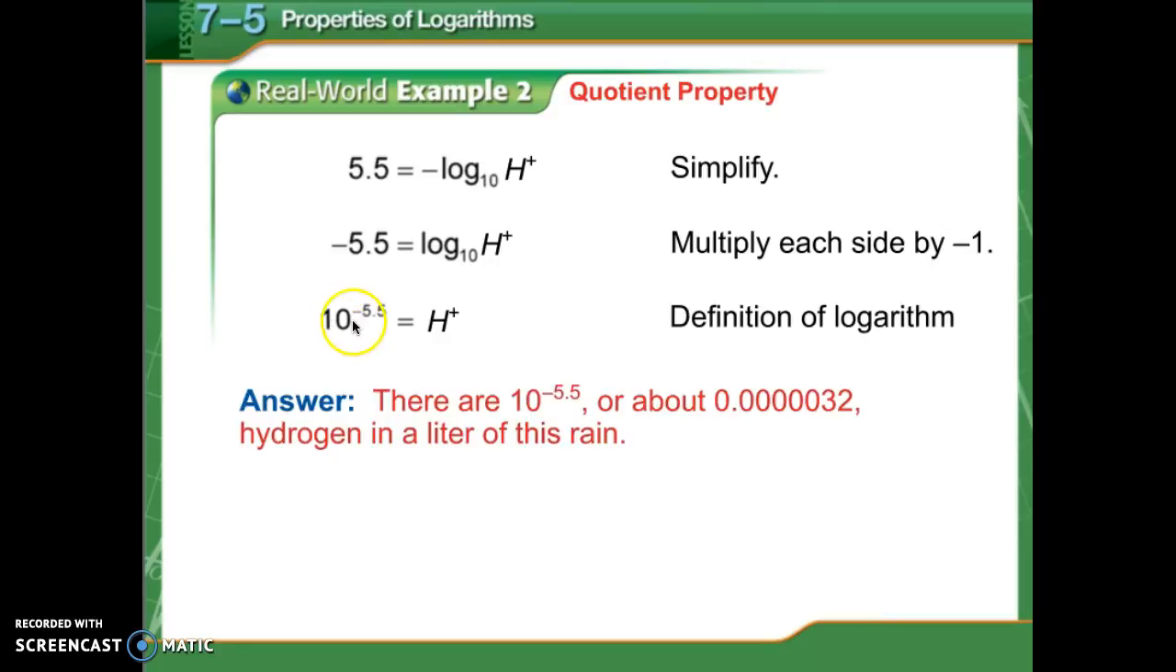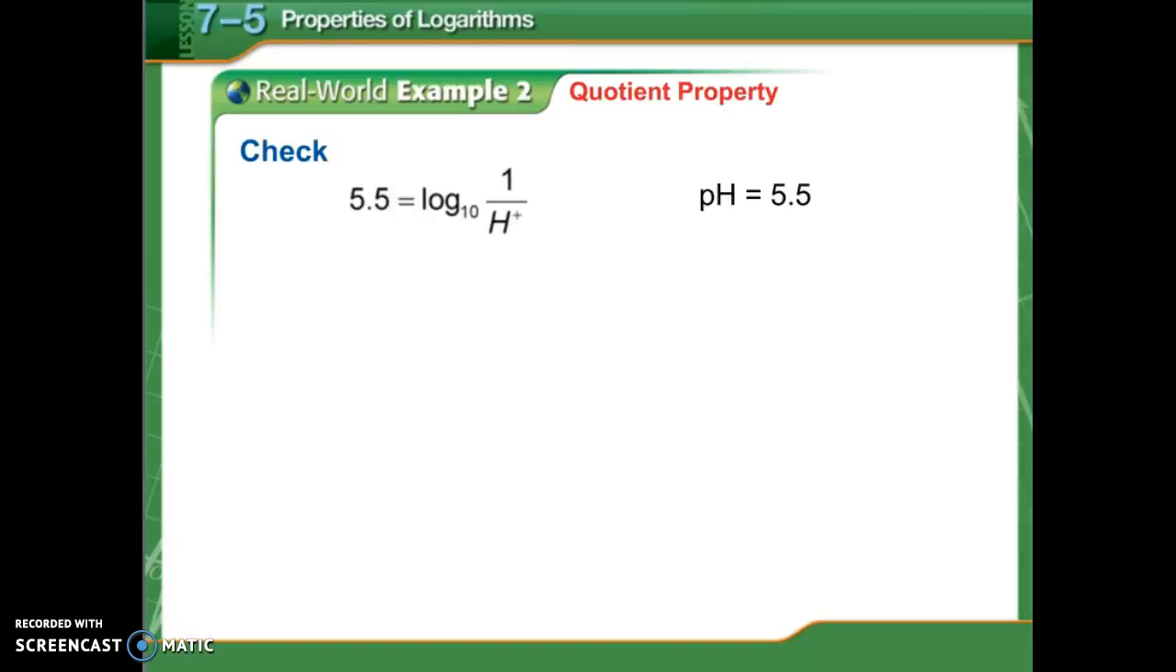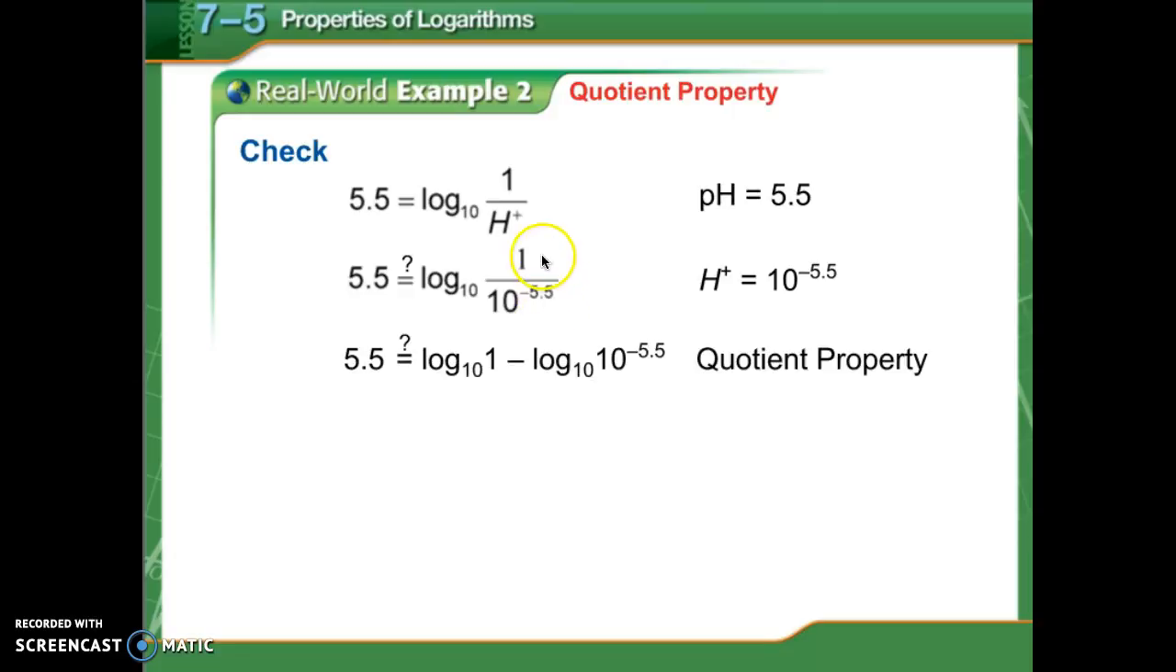And plugging 10 to the negative 5.5 power in our calculator gives us about 0.0000032 moles of hydrogen in a liter of this rain. Just checking our answer now, if we plug 10 to the negative 5.5 in, and then simplify this out using the quotient property for logs, we get 0 minus negative 5.5, which is obviously positive 5.5. The answer checks out.